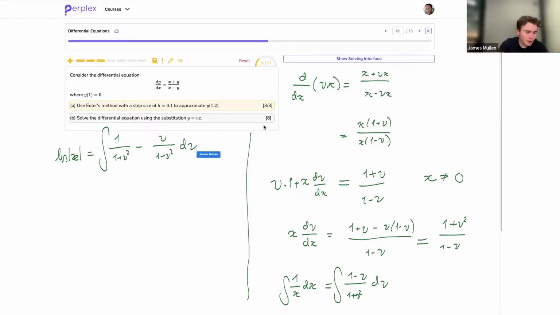All right. Now, the advantage of doing that is I can then say the integral of 1 over 1 plus v squared is arctan of v. I recognize that's in my formula booklet.